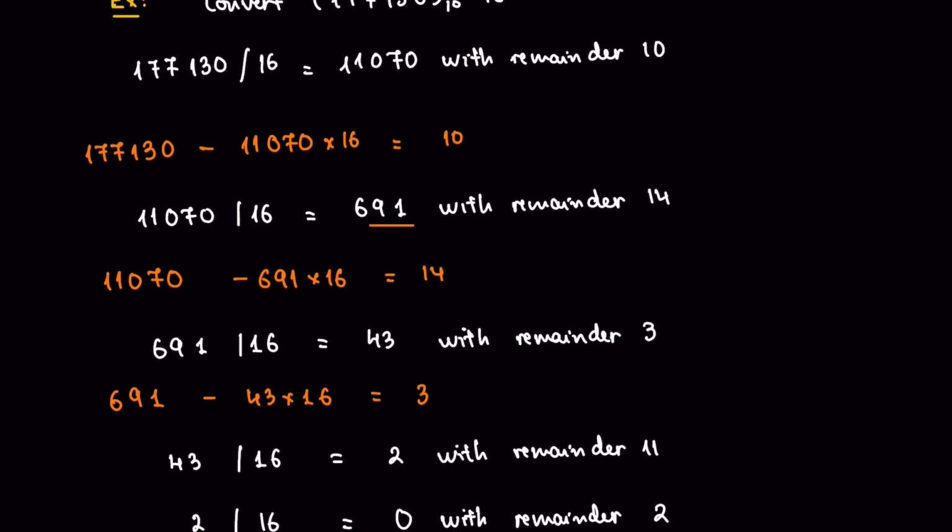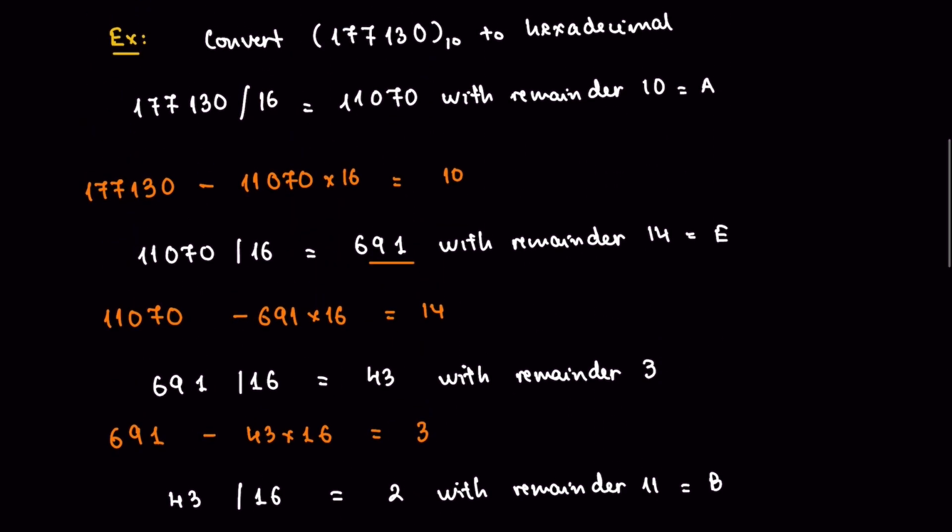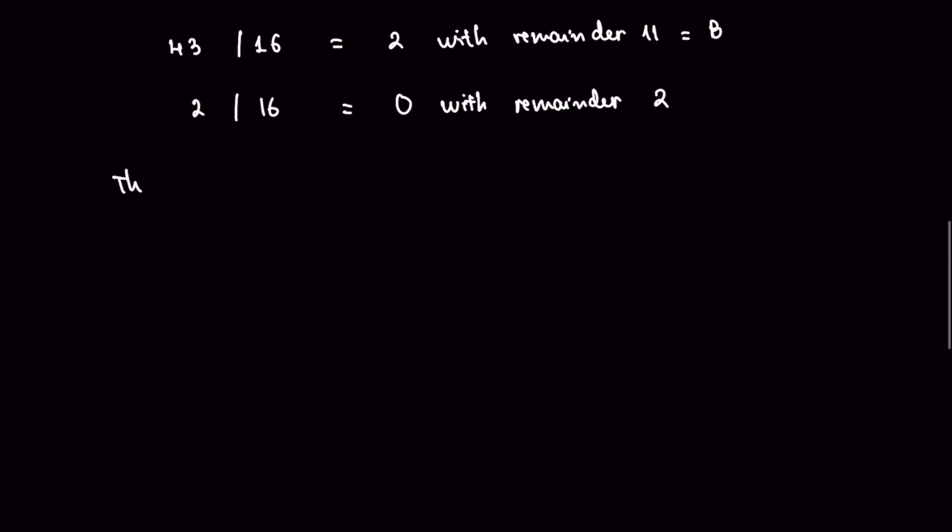Alright, so the difference between other systems and base 16 is that you have to make the comparisons and convert the numbers 10, 14, 11 into letters. So 10 is equivalent to letter A, 14 is equivalent to letter E, and 11 is equivalent to letter B. And then to get the result, we're going to start from the bottom, take all the remainders and put them together to get the final results. Thus, the number 177,130 in base 10 is equivalent to 2B3EA in base 16.